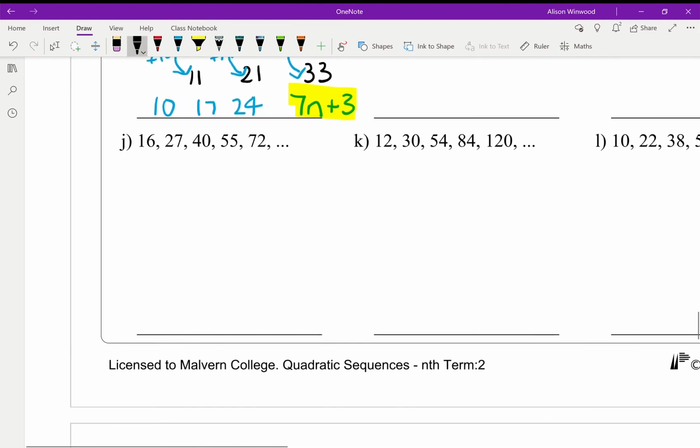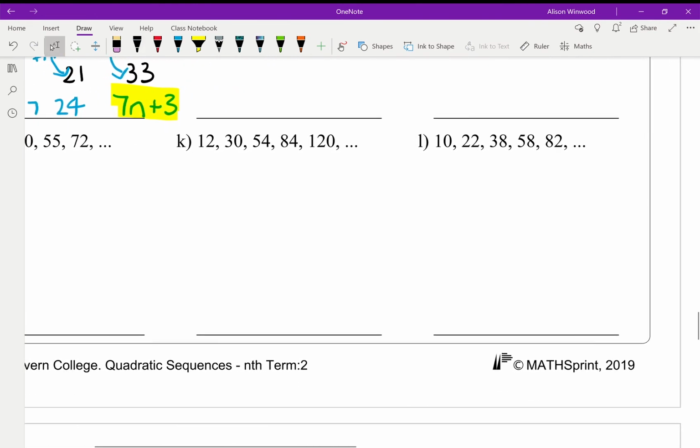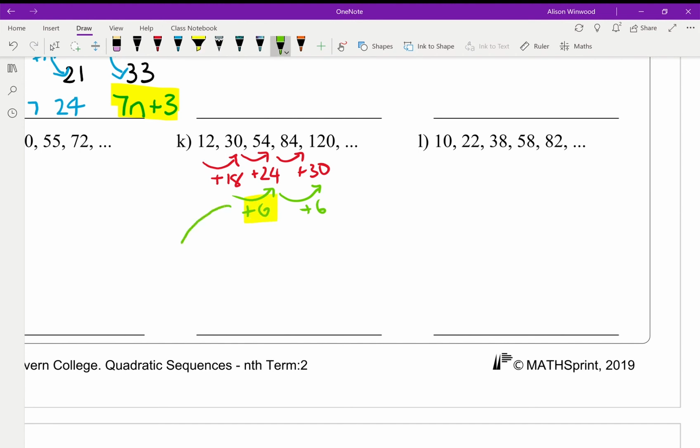We'll do one last example. So 12 to 30 is add 18, 30 to 54 is 24, then 30. So these numbers are going up by 6. Half of 6 is 3, so I'm going to want 3 times the square numbers. So 3 times 1 is 3, 3 times 4 is 12, 3 times 9 is 27.